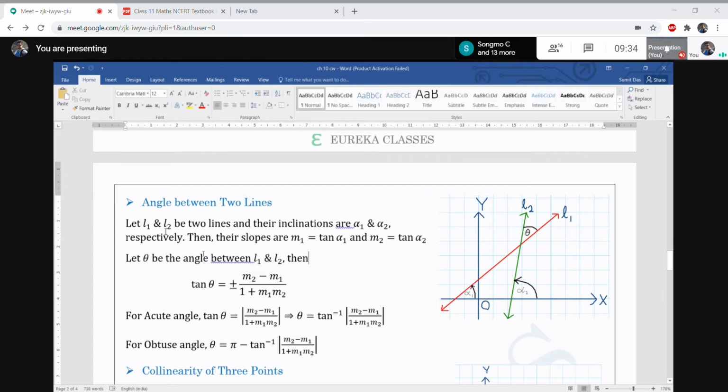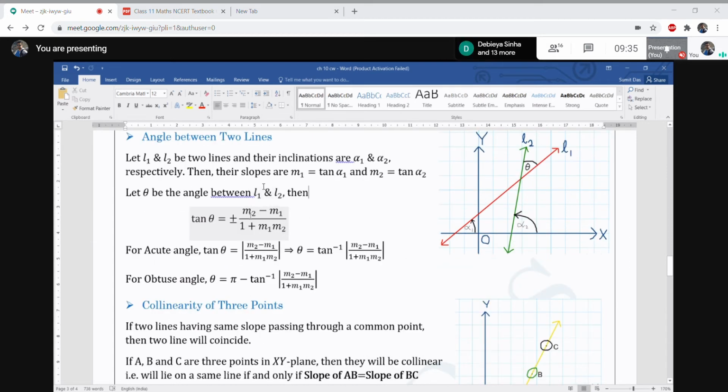So let theta be the angle between L1 and L2. Then tan theta equals plus or minus (m2 minus m1) divided by (1 plus m1 m2). If you see this formula, it is just like the tan(a plus b) and tan(a minus b) formulas, right? So this is the inclination.